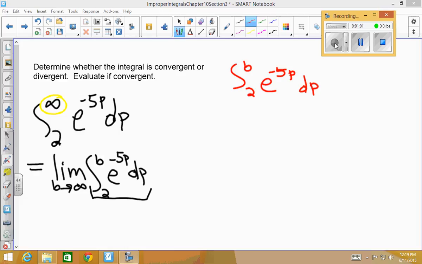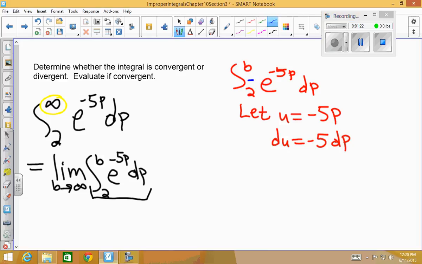Doing a quick substitution by letting u equal negative 5p, du would then be negative 5 dp. You take the derivative of negative 5p and get negative 5, slap a dp on at the end. So then we need to multiply on the inside by negative 5. That way we get negative 5 dp, that's our du. But to do that, we have to also divide by negative 5 on the outside, or multiply by negative 1/5.